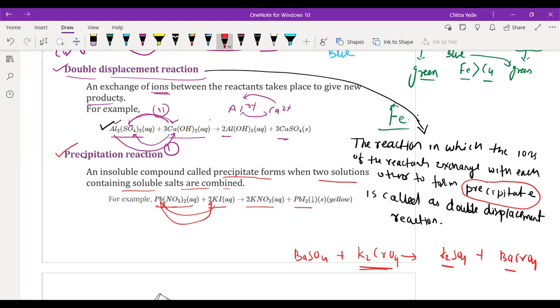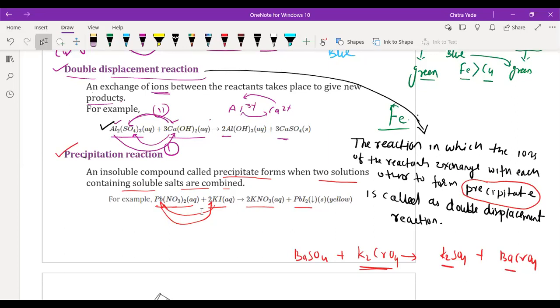Understood? Yes, sir. Okay, so write down this reaction also, or you can take a screenshot. Done?